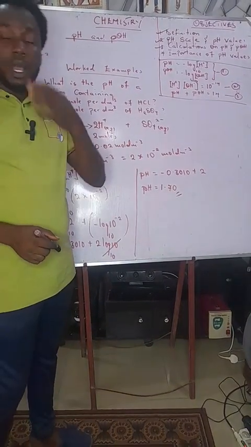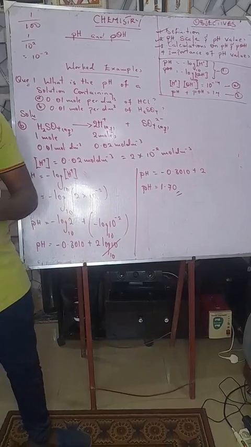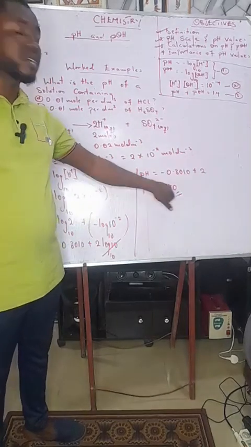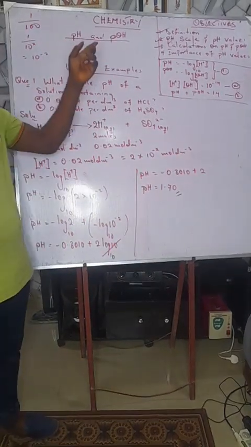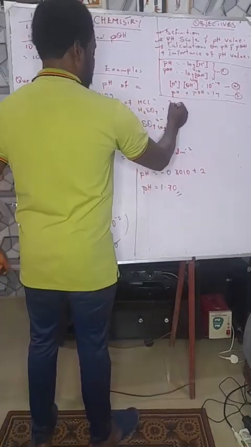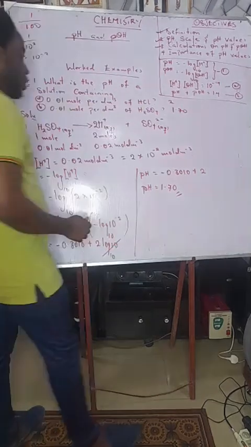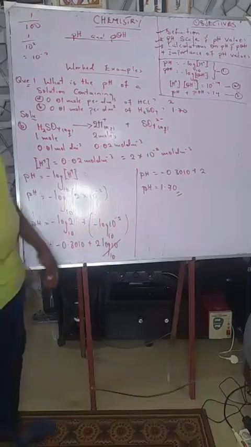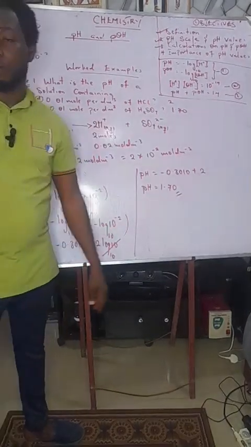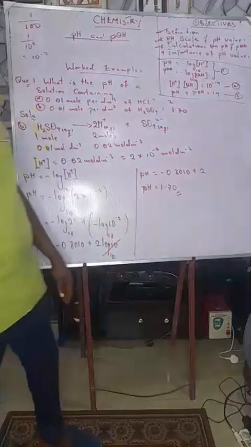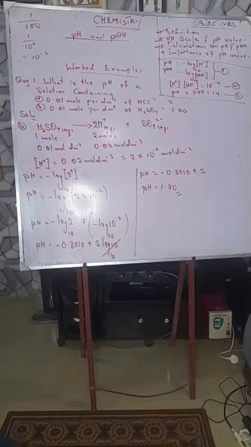From the comment section, I want you to check your pH scale and tell me, between this one we just calculated that gave us 1.70, and the other one, the pH of HCl, where we got 2, which one is more acidic? Is it HCl or H2SO4? Please tell me in the comment section whether it is HCl or H2SO4 that is more acidic. So that is that one.